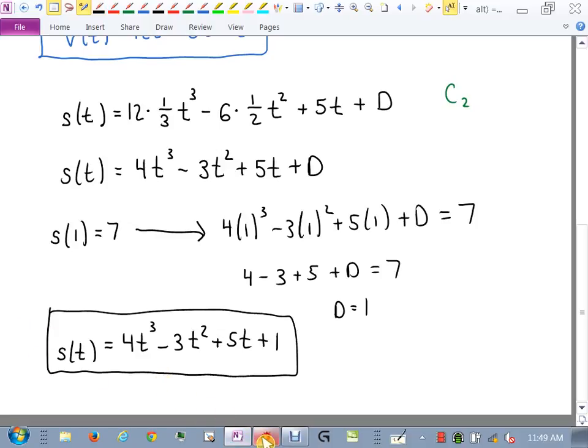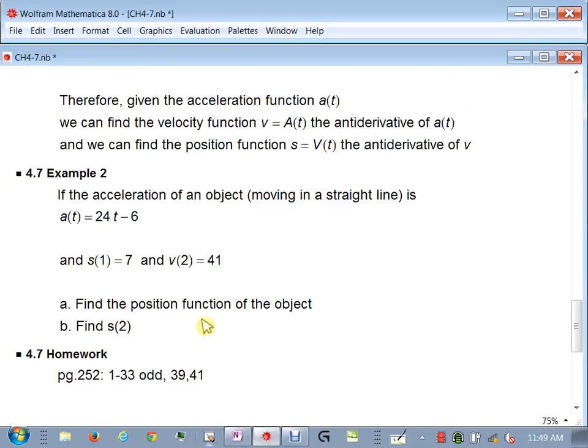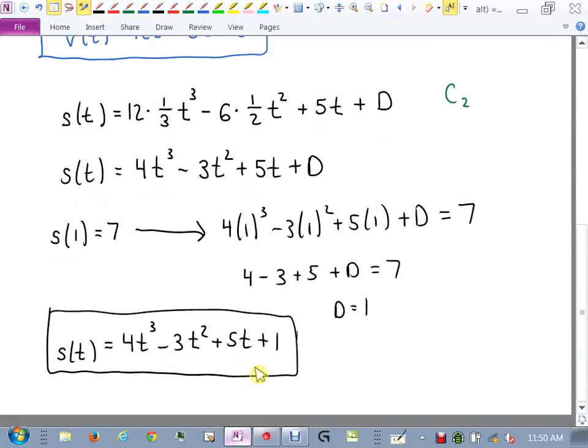Questions? I haven't answered the problem completely yet, because there was also something else that was asked, right? It said, find the position function. We just did that. Find S of 2. So tell me where this thing is at 2 seconds or 2 hours, whatever that is. So all you're going to do now is plug 2 into this function right here. Because you should be able to tell me now exactly where this thing was at any point in time. Plug it in, boom, we're done.